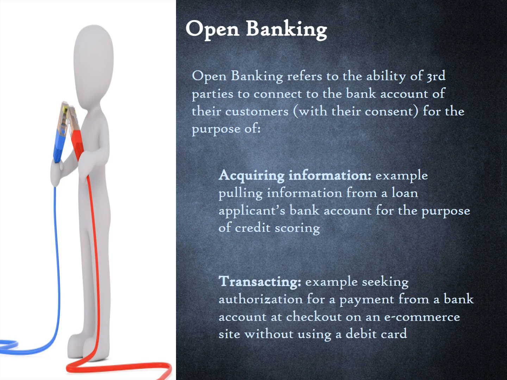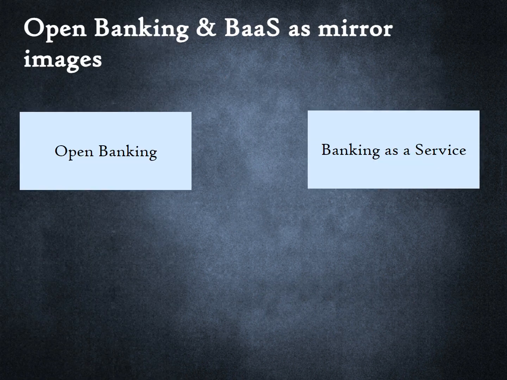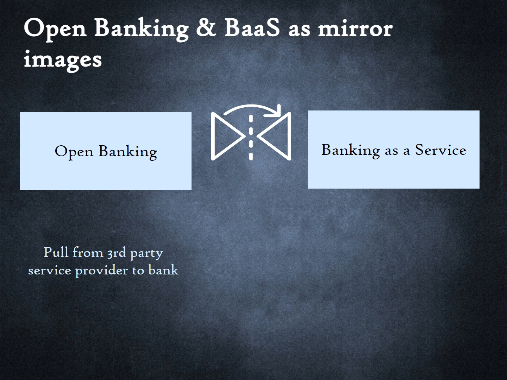The connection could also be established for the purpose of transacting. For instance, a consumer could authorize a payment from a bank account at the checkout counter of an e-commerce site without using a debit card. The request to authorize the payment is transmitted to the bank via an API. Open banking and banking as a service can be seen as antipodal descriptions of the same idea. The term open banking is used in the context of describing the ability of third parties to access bank data and services. It is a pull perspective.